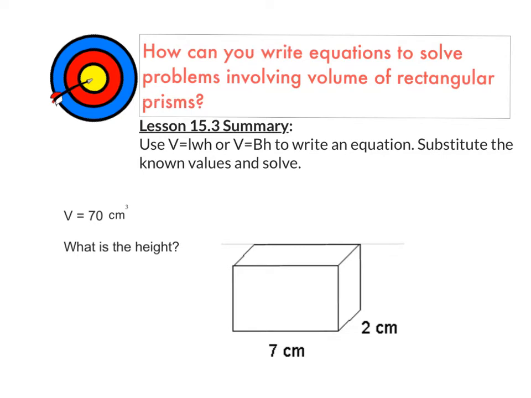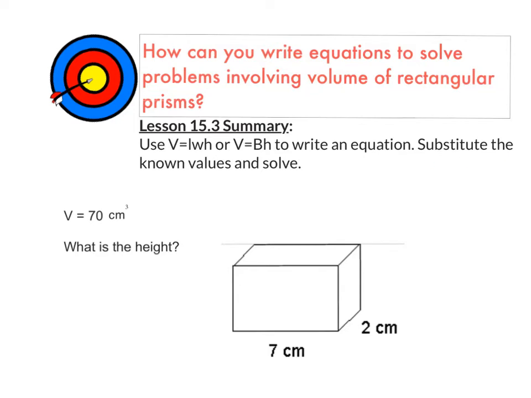Today we're using the volume formula, and we can either think about it as length times width times height, or volume equals capital B, which is length times width, or the area of the base, times height. You use this to write an equation, and then you substitute the known values and solve.